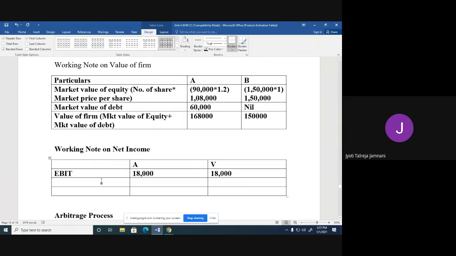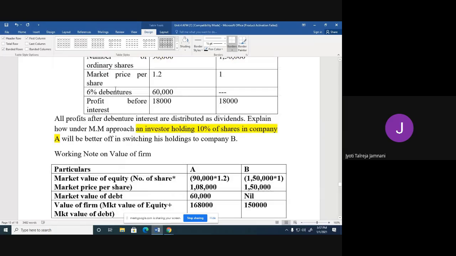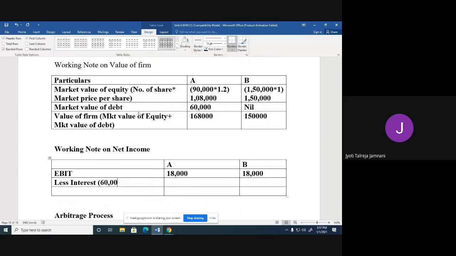From this we have to deduct less interest. Now they have told that company A borrows 6% debentures, 60,000. So of 60,000 we have to find 6%. 60,000 into 0.06 gives you 3,600. And here it is nil. So we'll get the net income, which is 18,000 minus 3,600, which is equal to 14,400, and here full 18,000.